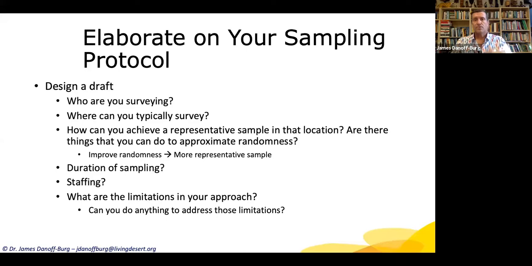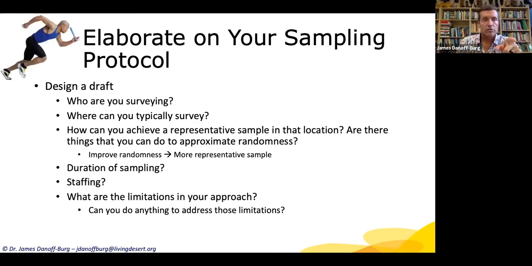So what I'd like you to do now is to take what we've already talked through, all the notes that you've taken already, and compile them together. Design a draft survey protocol. Figure out who you're surveying, where you're going to survey, how you can get a representative sample, what sampling method you're going to use, and whether there are things you can do to improve or approximate simple random sampling.